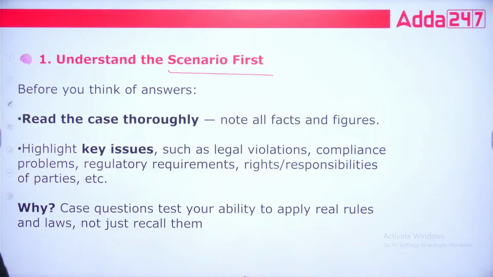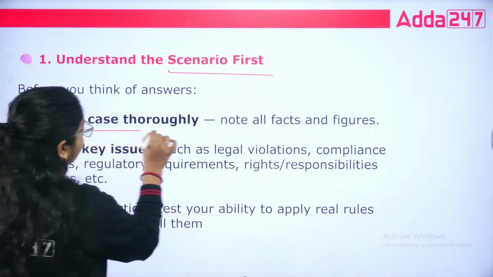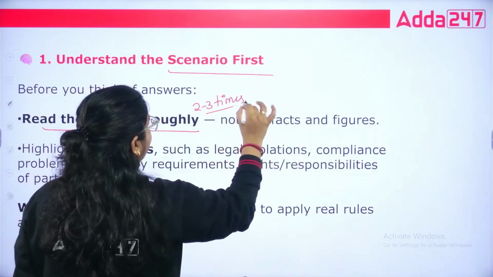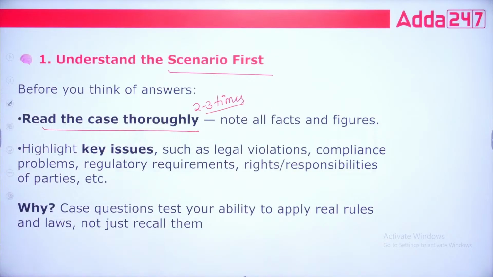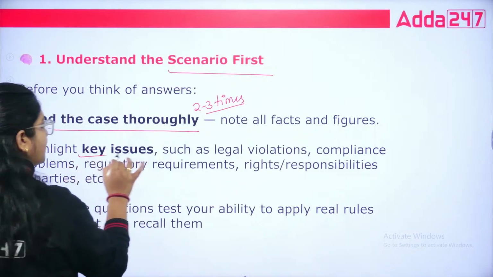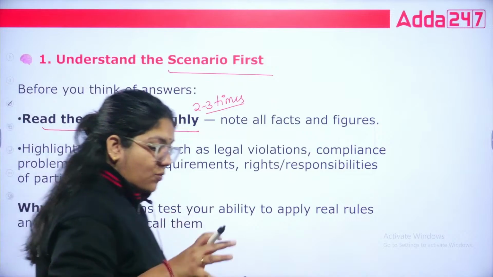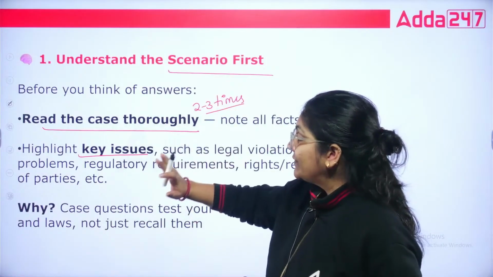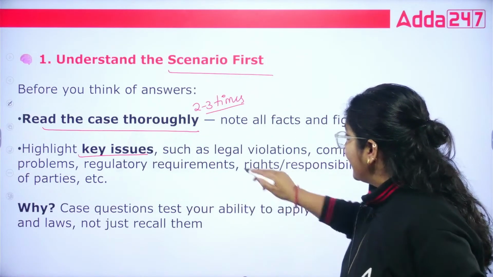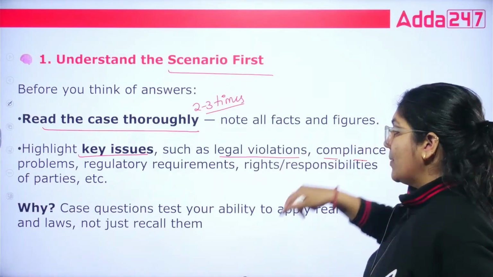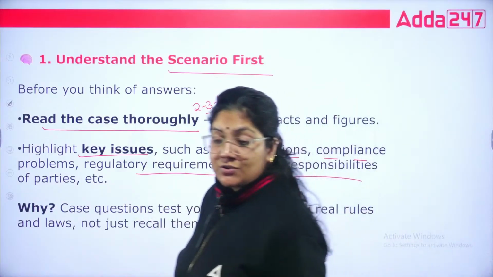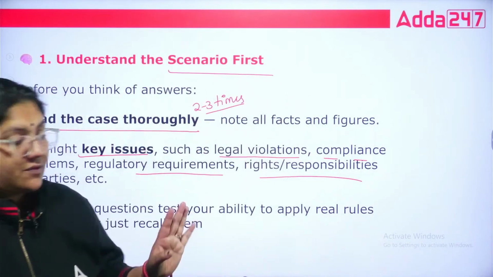Before you think of an answer, read the case thoroughly. This is very important: read it at least 2 to 3 times. Then highlight the key issues. Key issues means why this case happened; we can say the cause of action. So you have to identify the cause of action, such as legal violation, compliance problem, regulatory requirement, and rights and responsibilities of the parties. These are the things that you have to catch from the facts.